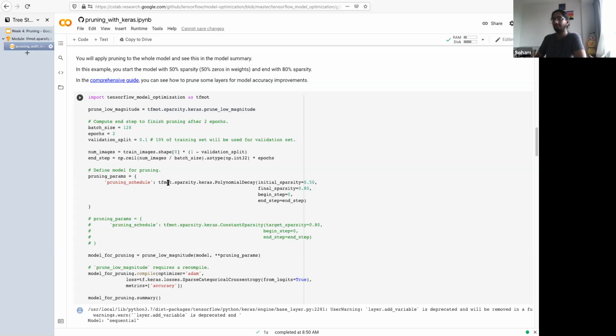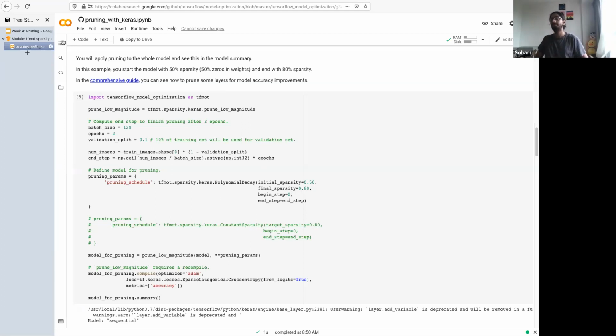There are different ways that we can do pruning. We can prune our network where we first remove, let's say, 50% of all our weights. Then as we train our model, throughout the training step, we keep removing more and more weights, and we can end up with a final sparsity of 80%. So remove 80% of our weights. Or we can have a constant sparsity as well, where we train our network with a constant sparsity of 80%.